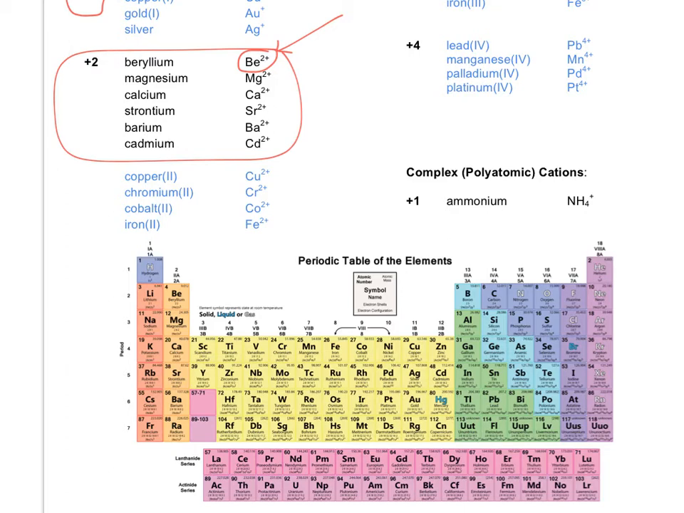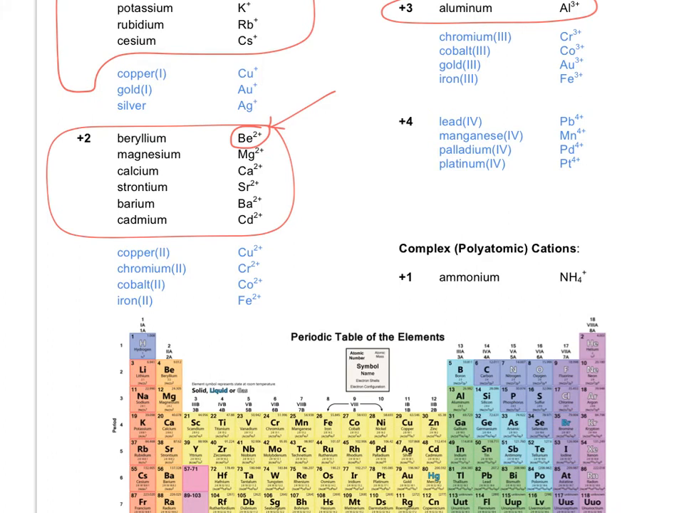All right, so now let's turn our attention to all of these ions that are listed in blue. If you look carefully, all of these ions, copper, gold, silver, copper, and you can see there's some Roman numerals, we'll get to those in a minute, chromium, cobalt, iron, lead, manganese, all of these come from this part of the periodic table, which is the transition metal section of the periodic table.